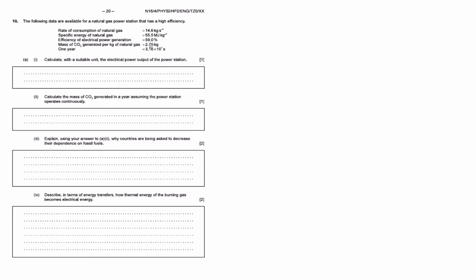Well, we've got an efficiency here, right? Remember, the efficiency is power output over power input, right? Okay, so therefore the power output is the efficiency times the power input, right? So basically it's going to be 0.59 times whatever the power input is, right? So what is the power input of this thing?